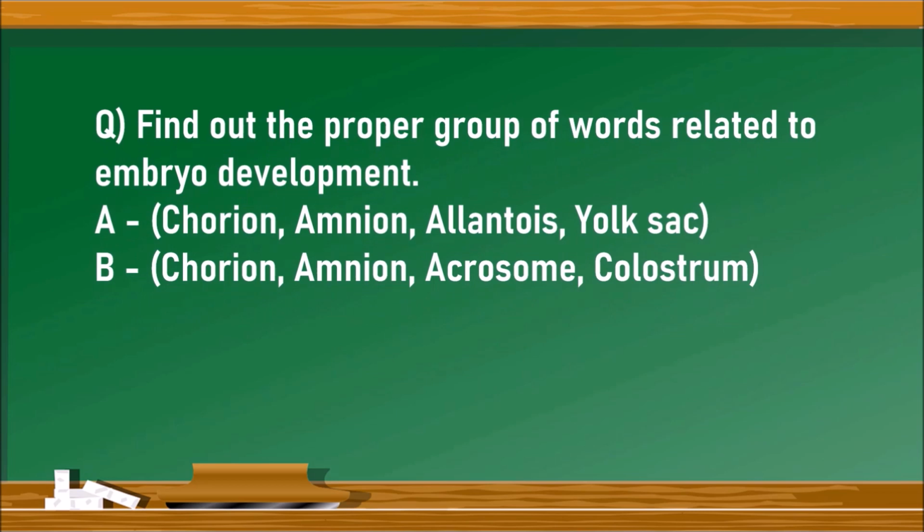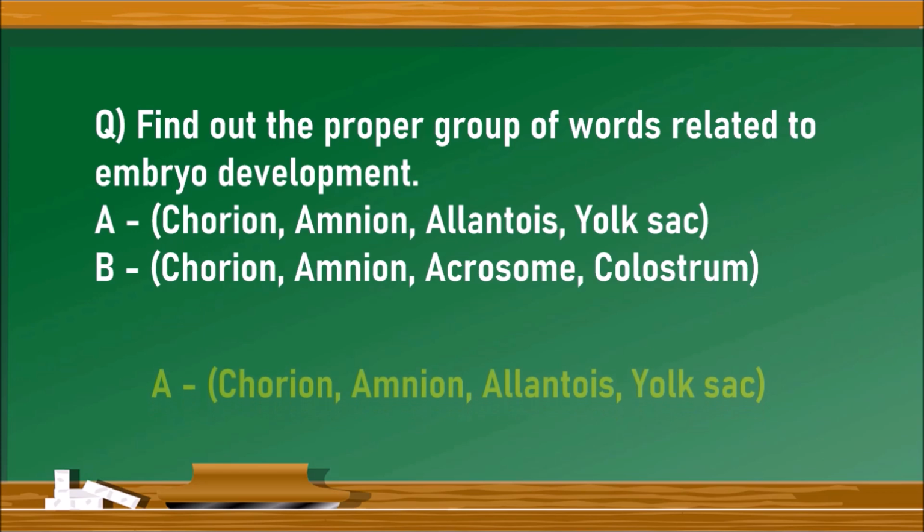Next question. Find out the proper group of words related to embryo development. There are two groups, group A and group B. Group A consists of chorion, amnion, allantois and yolk sac, whereas group B consists of chorion, amnion, acrosome and colostrum. Among these two groups, the words related to the embryo are chorion, amnion, allantois and yolk sac, because these are the four membranes surrounding the embryo. Hence the answer is group A.